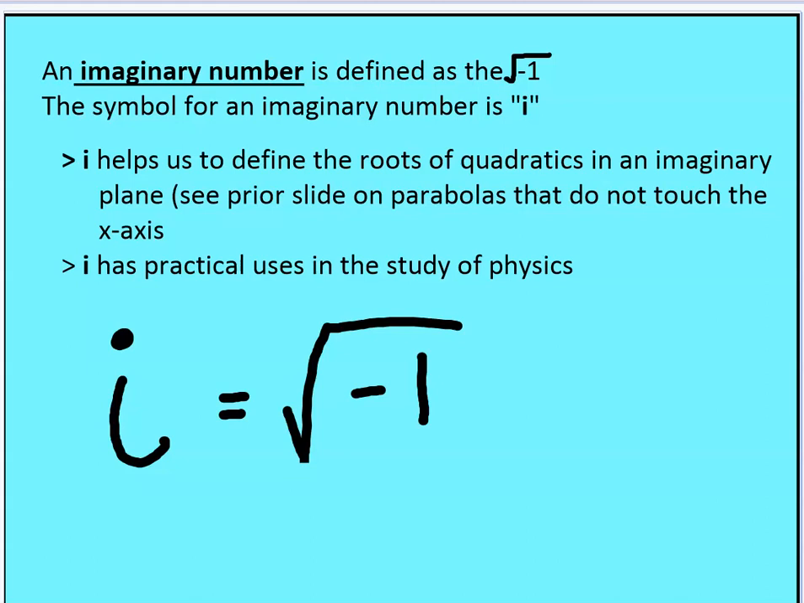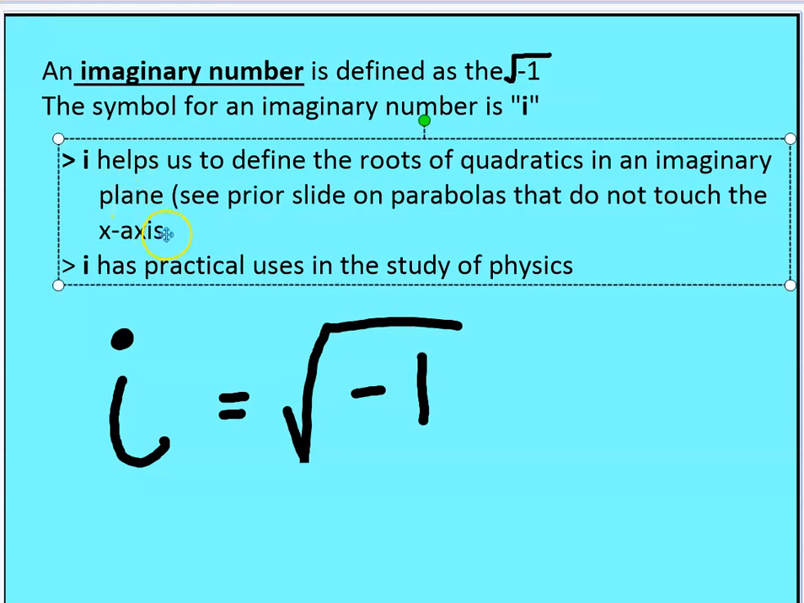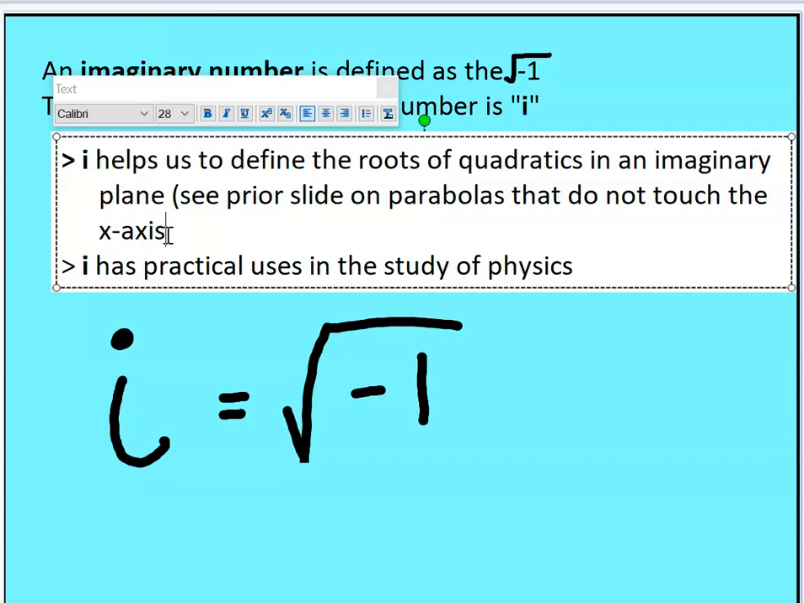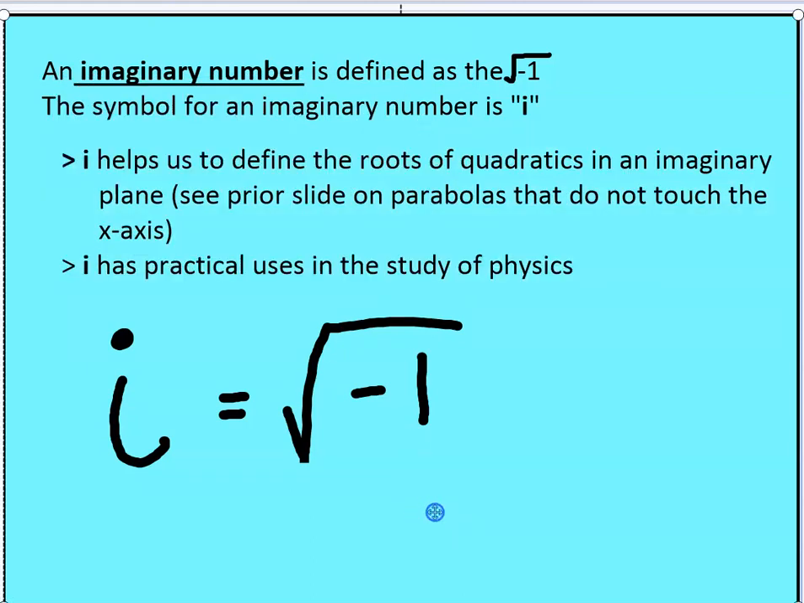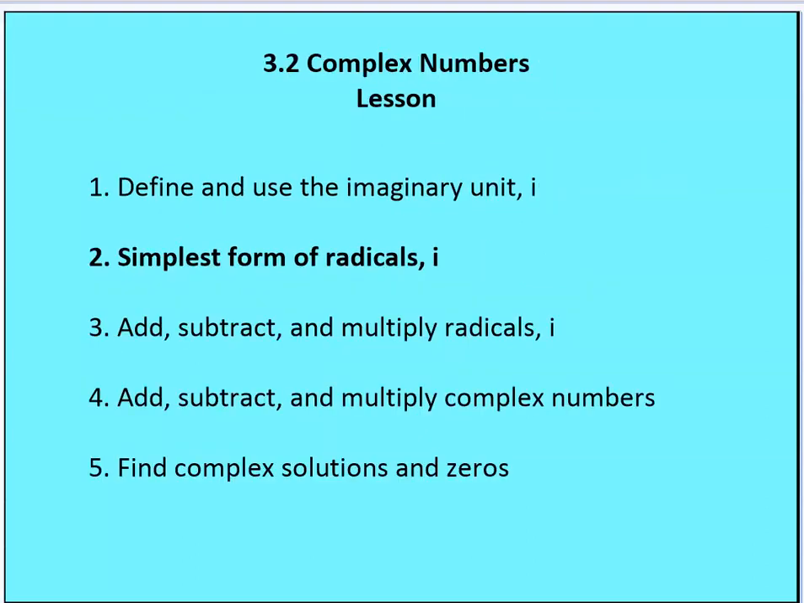And i has practical uses in the study of physics. All right, so let's move on. One thing I want you to take away is that i is equal to the square root of negative 1. The square root of negative 1, or i, is an imaginary number, and it does, in fact, have some practical applications. All right, so: simplest form of radicals and i.